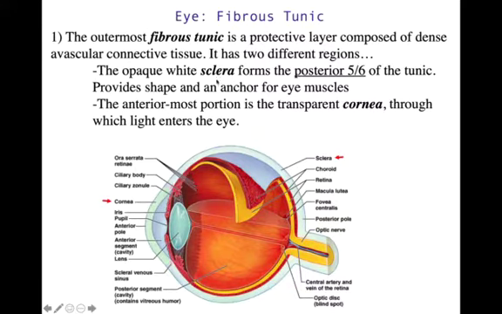Okay, it's the white of your eye, right? And the function for the sclera: number one, it protects the eye. Number two, it's the attachment site for the extrinsic eye muscles. And number three, it gives shape to the eye.